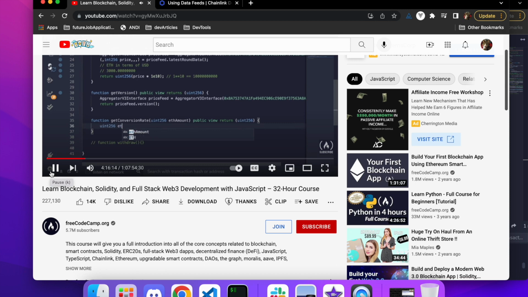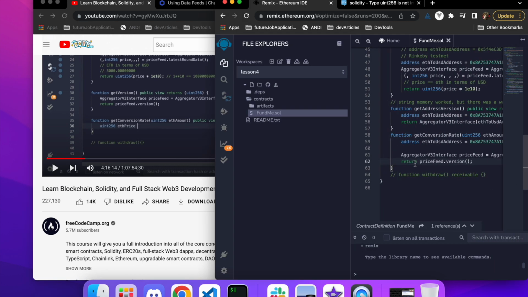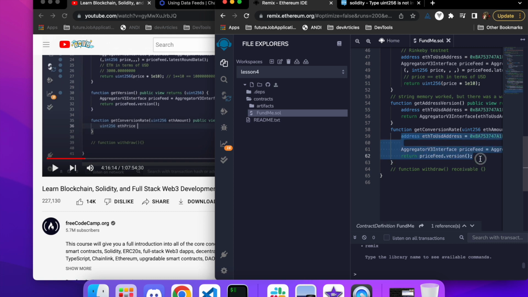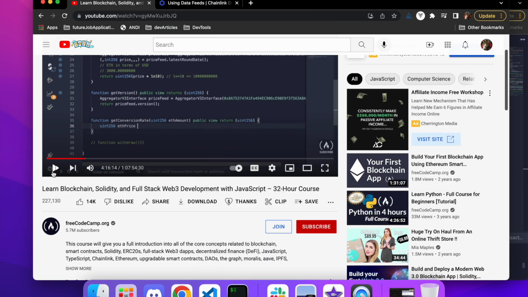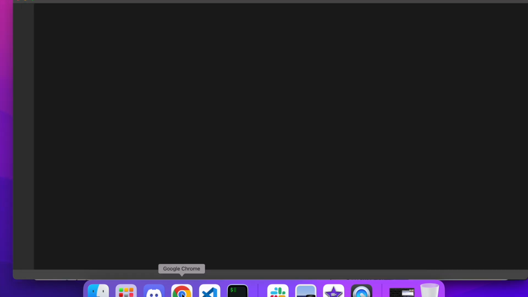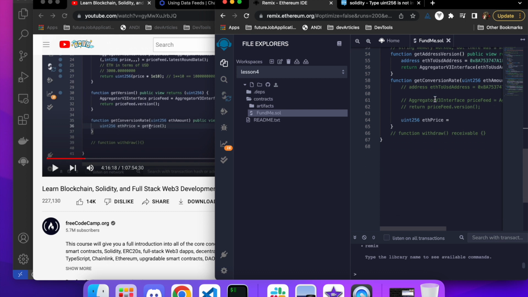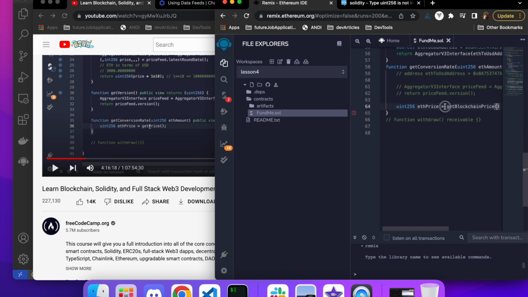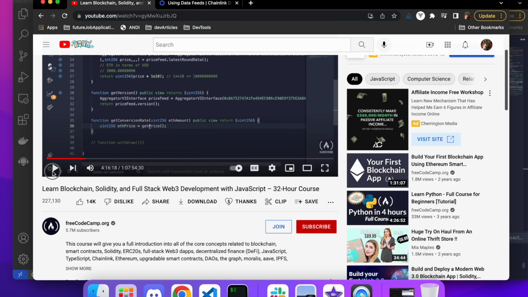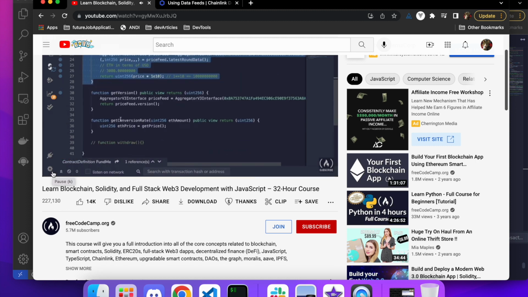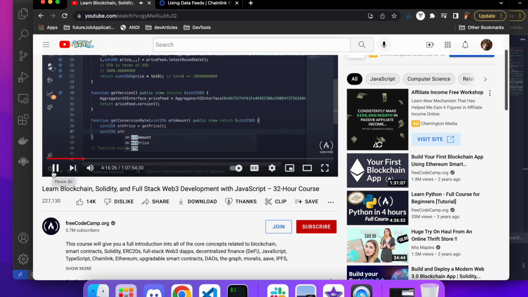So we're going to do a uint256 ethPrice equals getPrice. Why do I keep doing this? Okay. Get blockchain price. So this should just get the thing that we just converted. We're going to call our getPrice function that we just created to get the price of Ethereum. Then we're going to do uint256 ethAmountInUsd.